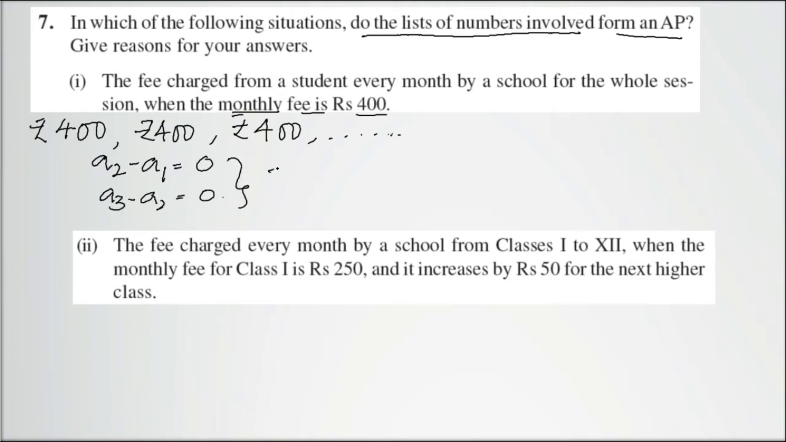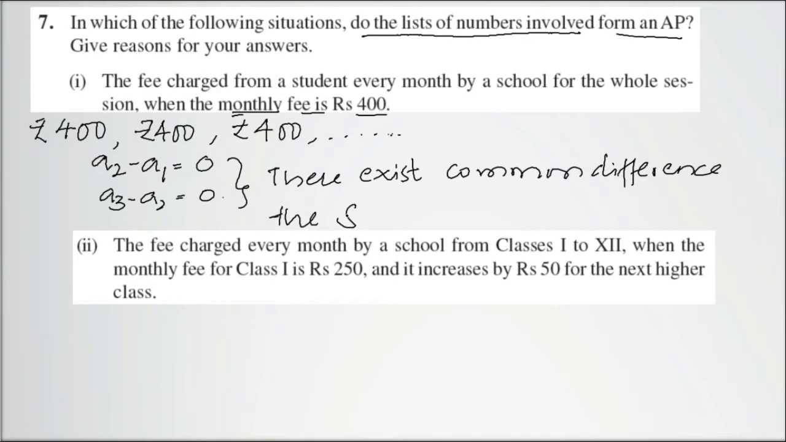Since there is a common difference, the series forms an arithmetic progression. The numbers involved in this series form an arithmetic progression. Let's look at the second question.